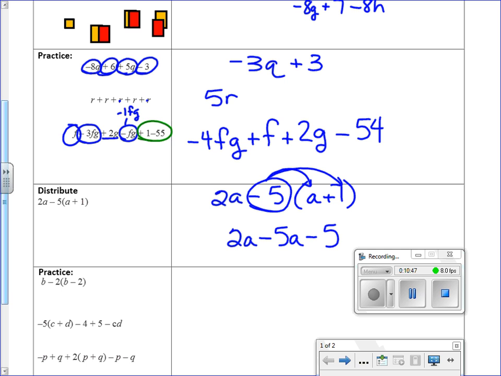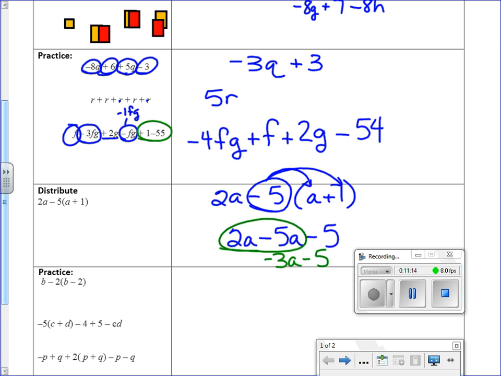Now I know there's a plus sign. If I wrote plus negative 5, that's fine, but it's still the same thing. Negative 5 is the same as minus 5 is the same as plus negative 5. So now I can combine my like terms of 2 minus 5, which is negative 3a minus 5.